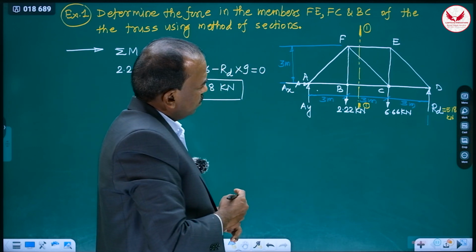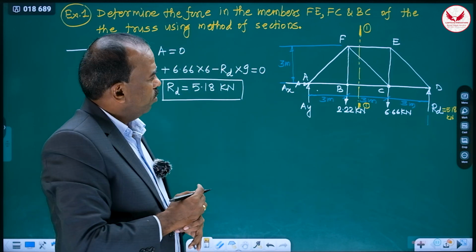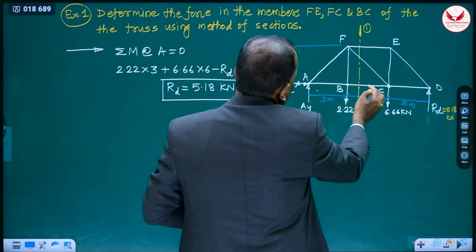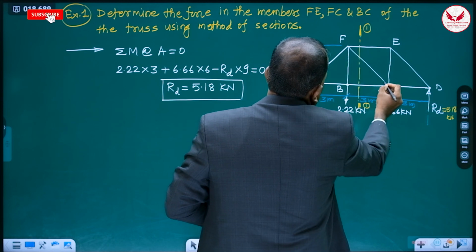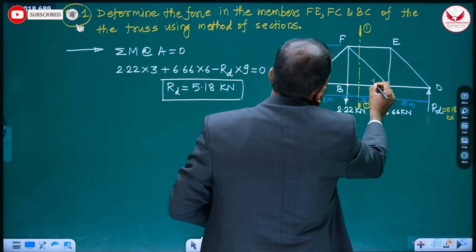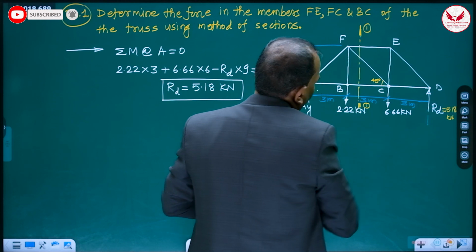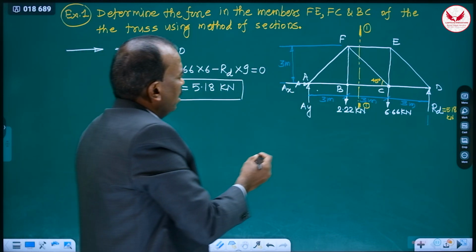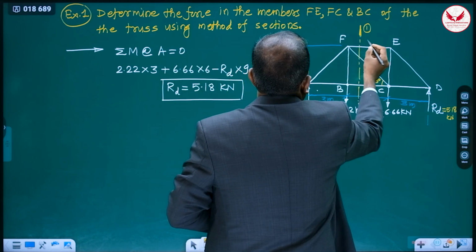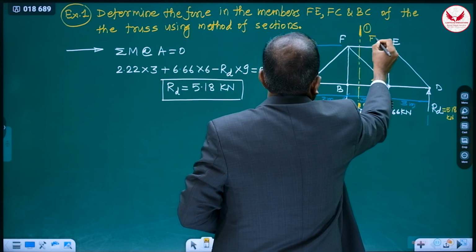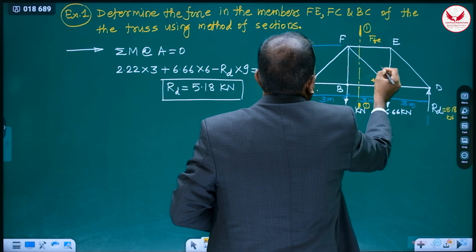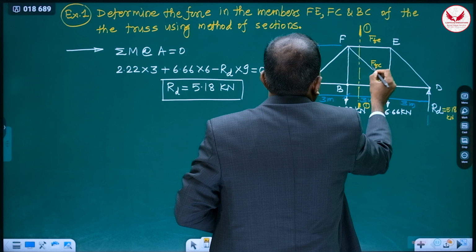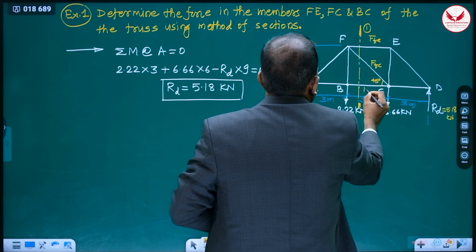Then again, what I'll suggest, if an inclined member is there in the truss, get its angle. Now this is 3, this is also 3. Means the angle of this member is 45 degrees. Directly we can tell. And whatever the 3 members are there, this is FE, which is asked. This is FC, and this is BC.